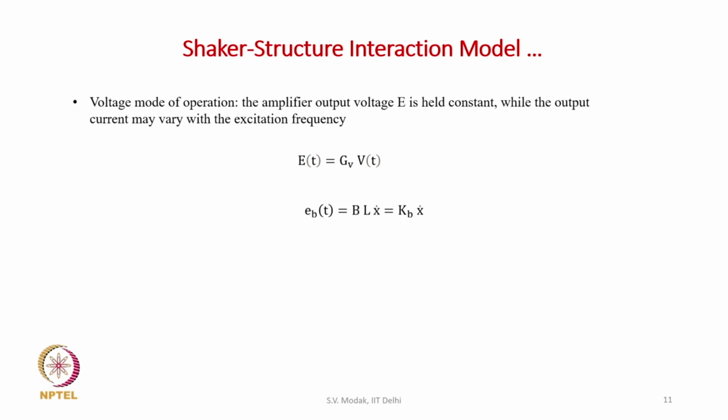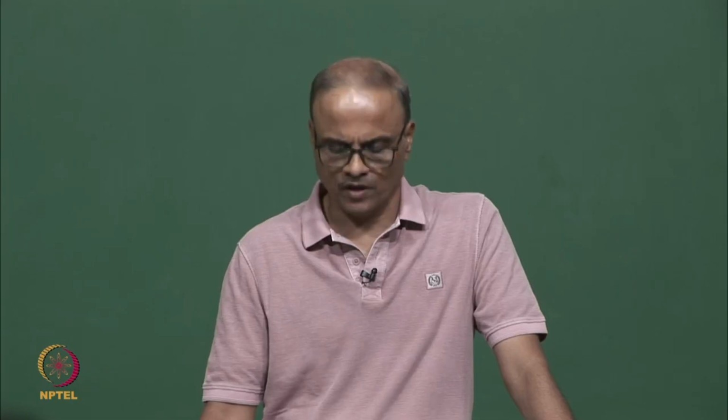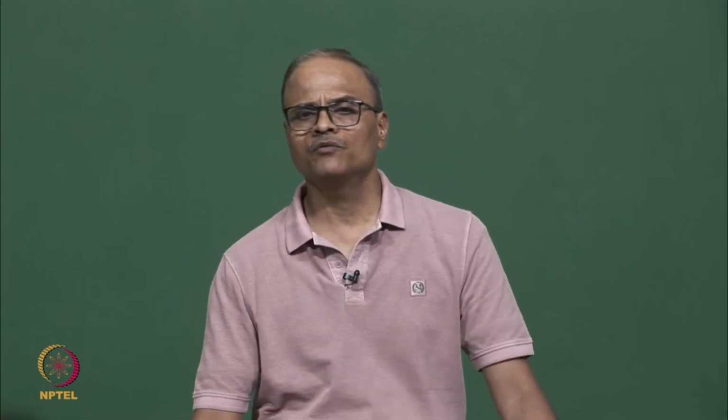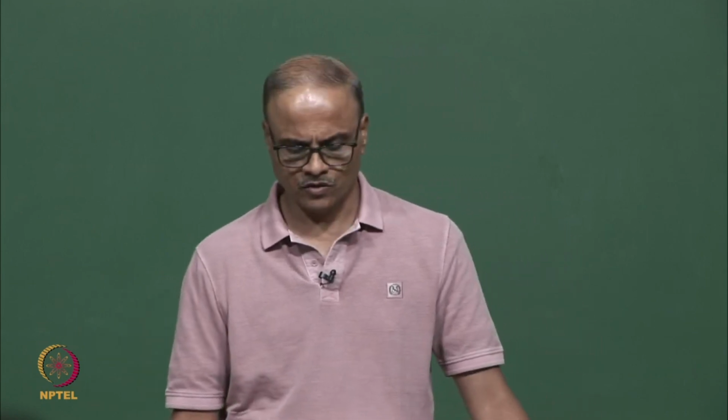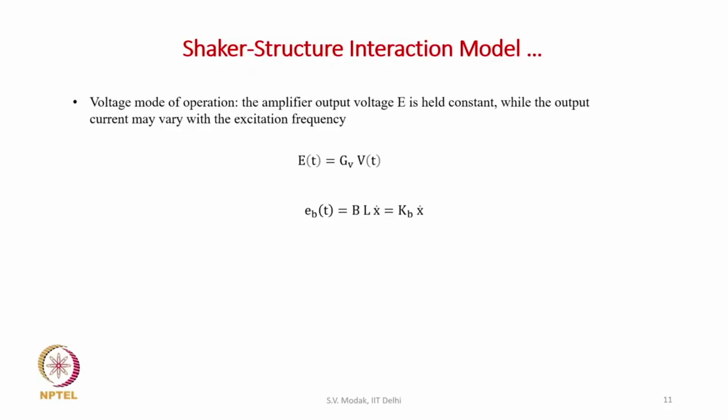We also know that the back EMF which is generated in the coil is proportional to the velocity of the motion. So x dot is the velocity, and Kb is the back EMF constant.